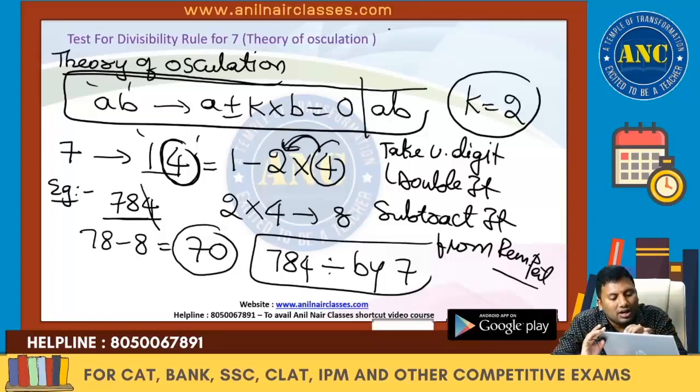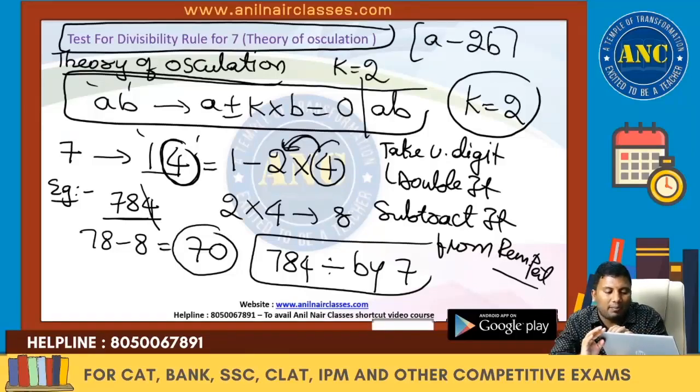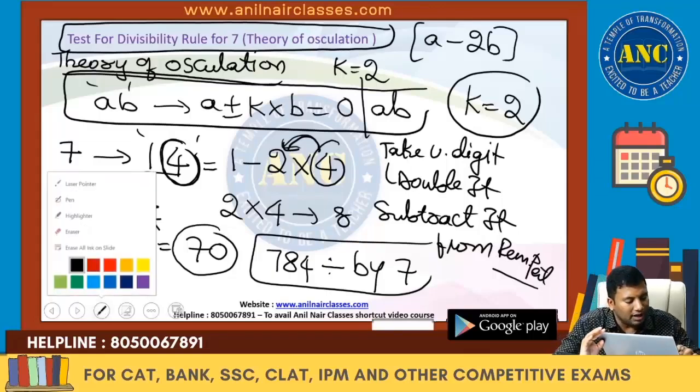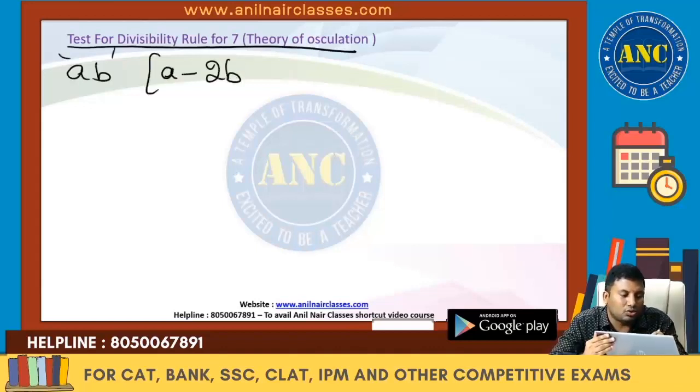So the test for the divisibility rule for 7 says that the k value is 2. That means the divisibility rule for 7 is a minus 2b, where a is any number. The divisibility rule for 7 states that a could be any number of digits, and the concept is a minus 2b.